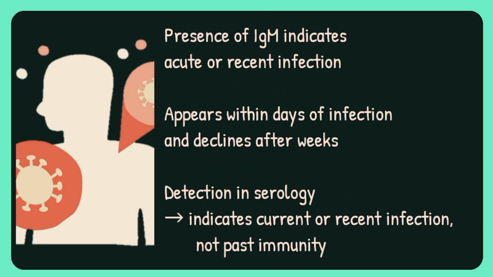When you detect IgM, it usually means an acute or recent infection. IgM appears within days after infection and then declines over the next few weeks, so in serology, its presence points to a current or recent infection, not long-term immunity.